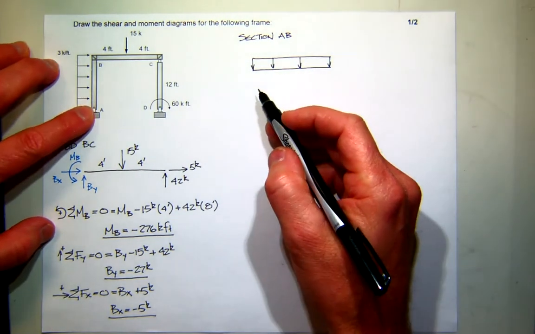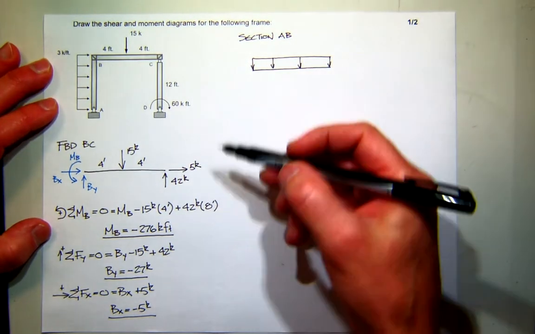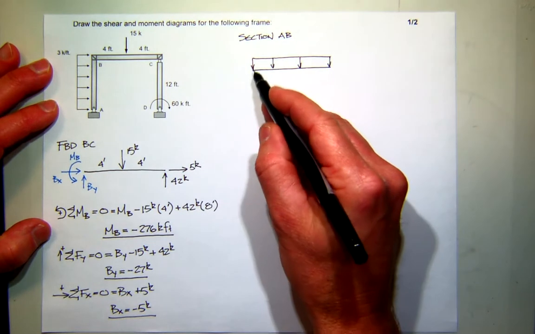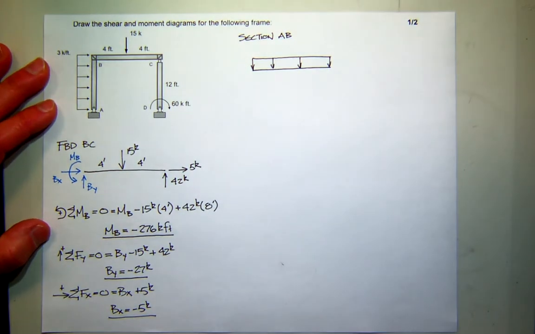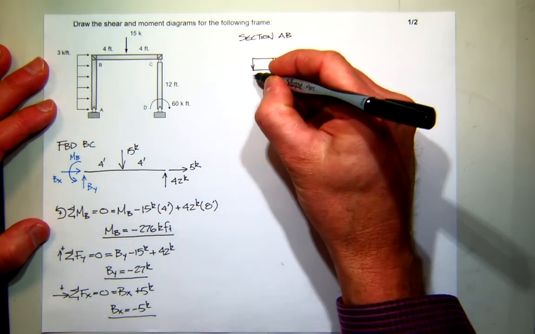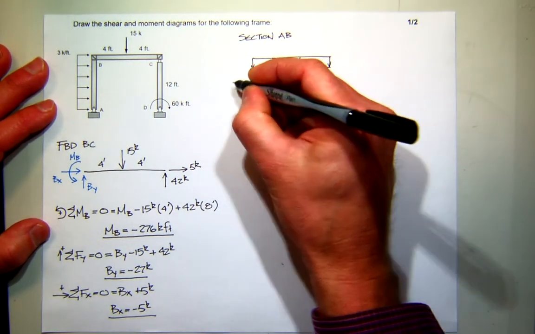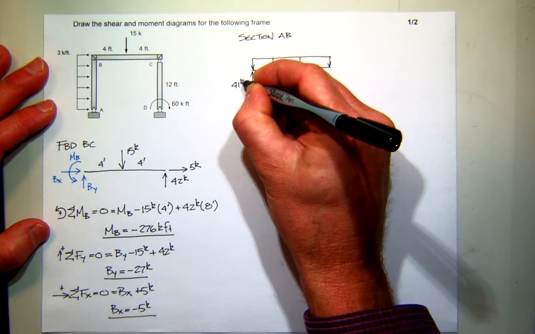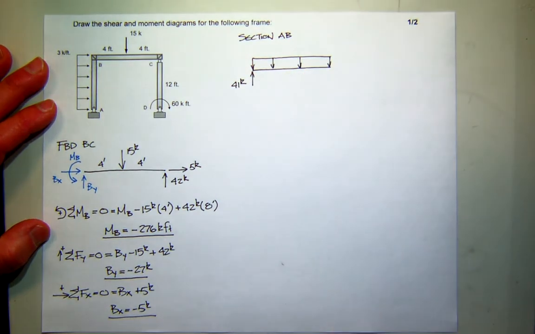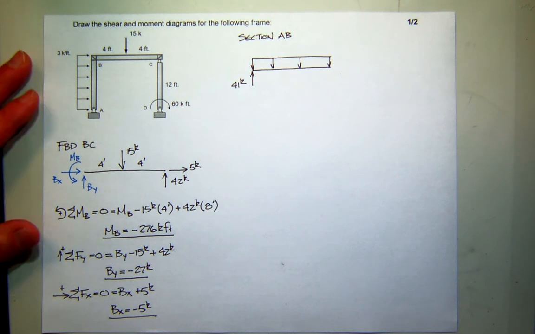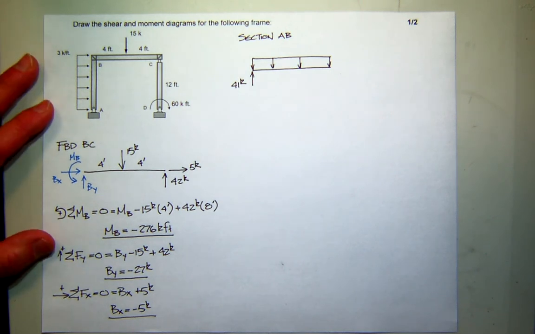So I'm looking at A. So what was AX is now going to be in this direction. And we saw AX as negative 41. So that means it's in this direction. 41 kips. What's the moment at A? Well, it's a pin, so it's 0. So now we go to B.